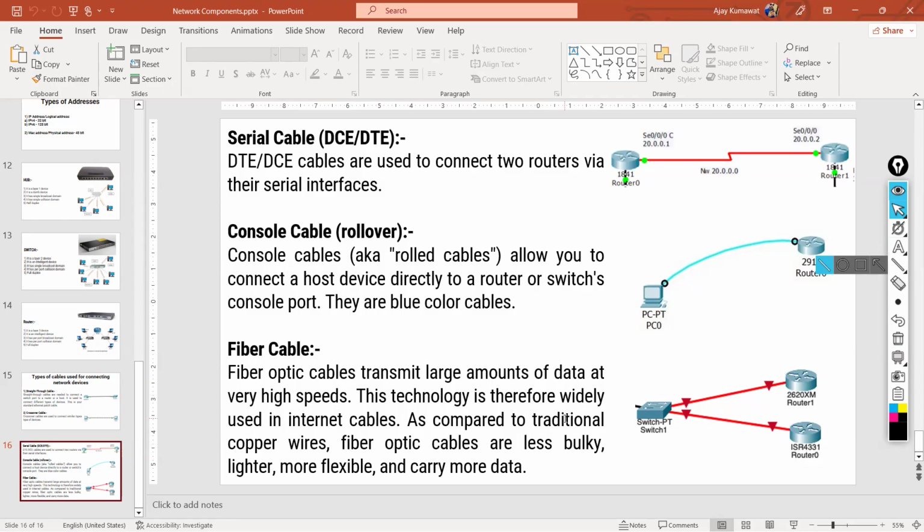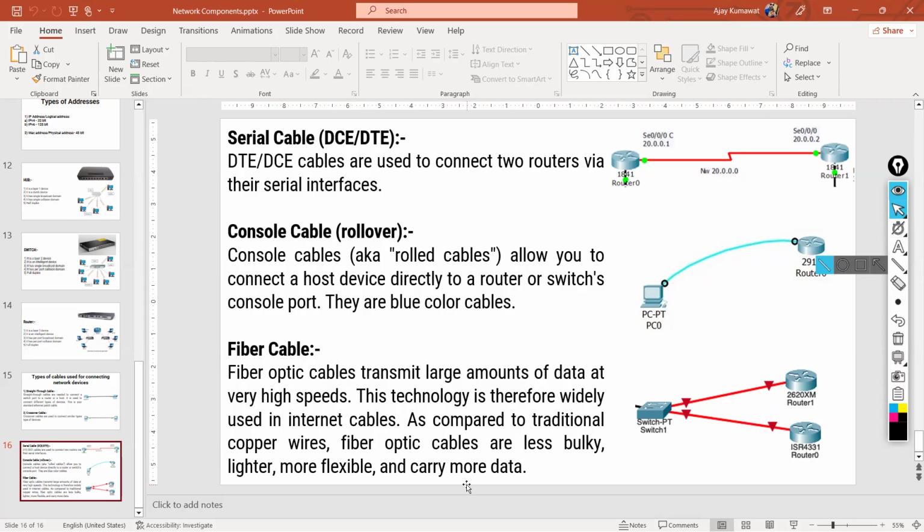And as compared to traditional copper wires, all of you know, right, engineers, copper is a conductor, that means resistance. And when you have resistance, electricity starts degrading. Your voltage starts dropping. Correct? So with fiber cables, what will happen? They are carrying light signal in the glass core, so it will not degrade for a long time. As compared to traditional copper wires, fiber optic cables will be less bulky, that means less weight. They will be lighter, more flexible, and they can carry more data.